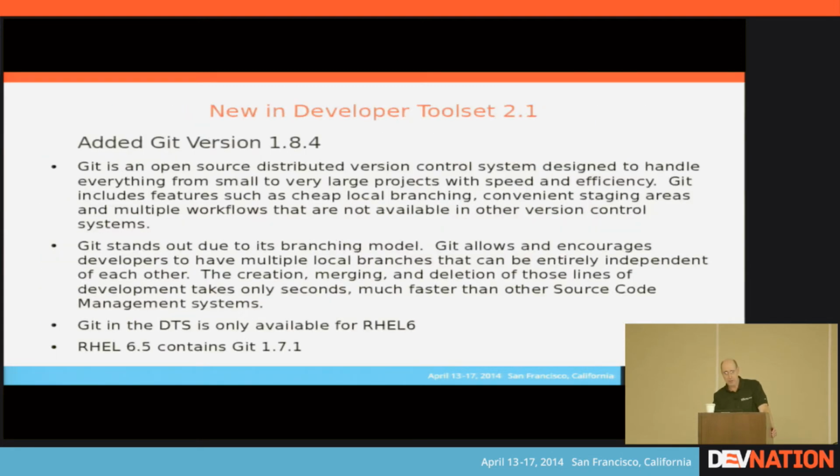And as I mentioned, we added a new version of Git. Git is currently in RHEL 6.5, version 1.7.1. We've had a number of customers ask us for a newer version of Git, so we added Git to the Developer Toolset in last month's release, and we've updated it to version 1.8.4. So you have the latest version of Git now available in the DTS.